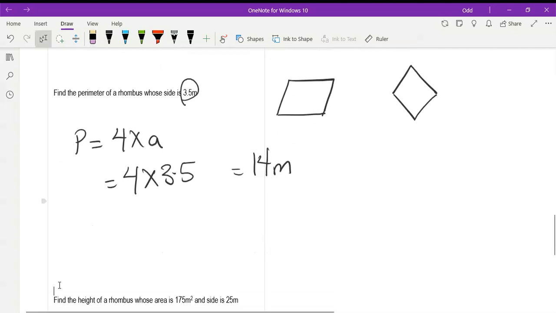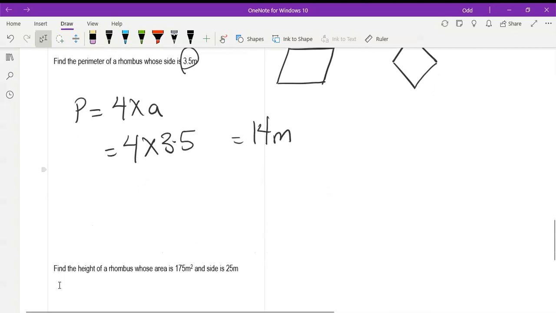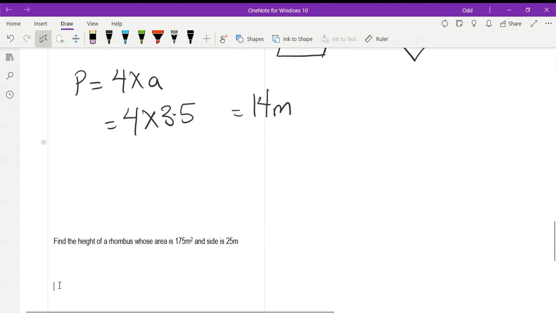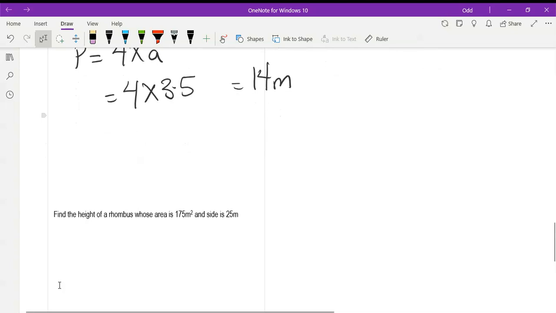So are there any other questions? Alright, so look at this one. Find the height of a rhombus. Okay, so this one has a height. We're not dealing with diagonals now. So find the height of a rhombus whose side is 25. So let's say 25 here. So it means that this is also 25, this is also 25. Remember the height will be perpendicular to the side in case of a rhombus.